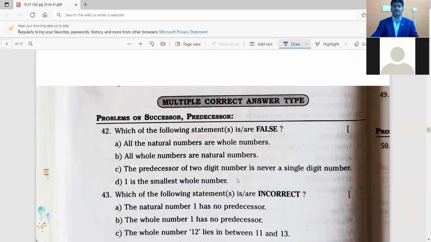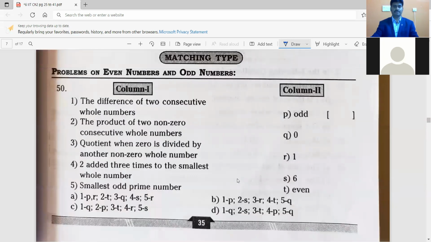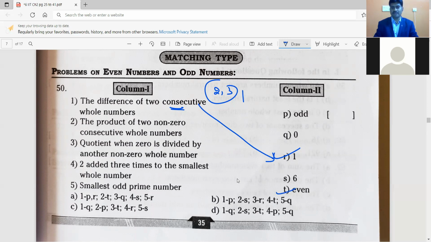Right. 43 questions completed. Let's go for the next question. Yeah. Let us complete this matching and we'll end this class. The difference of two consecutive whole numbers. Two consecutive means let us take 2 and 3. What you will get? 1. So first one is R. The product of two non-zero consecutive numbers. Same numbers you take. 2 3s are how much? 6. What you will get? Even.